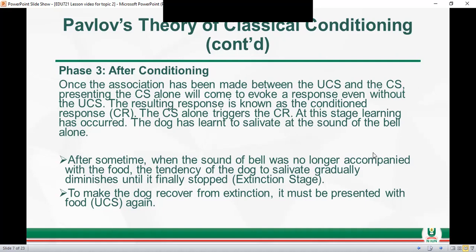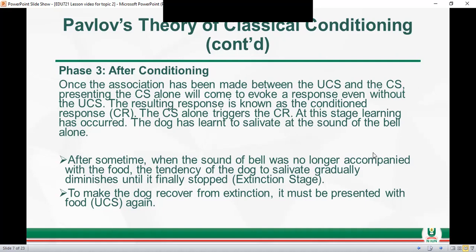That means you can train anybody to respond to anything using this process, with all the conditions put in place, you can condition. That's where the concept of brainwashing came up. You can brainwash somebody. The dog has been brainwashed to respond to the sound of the bell.